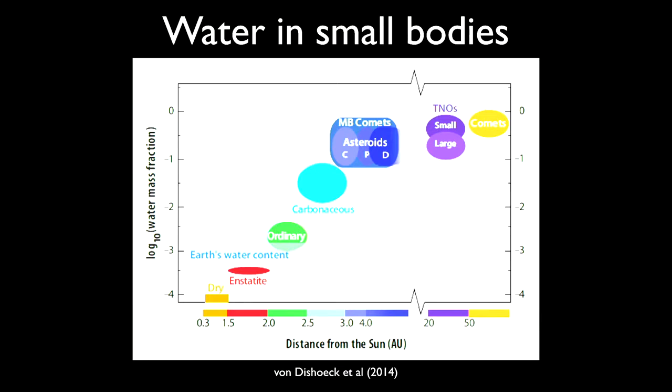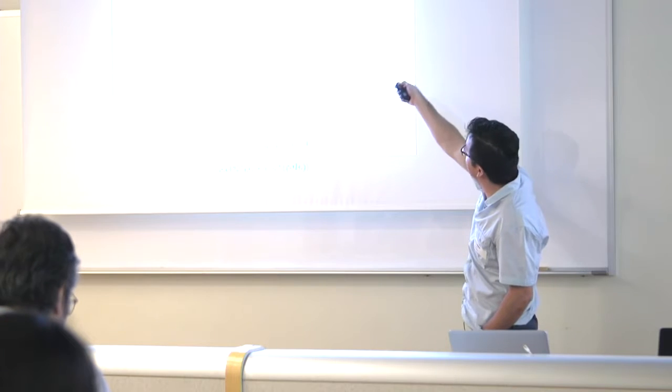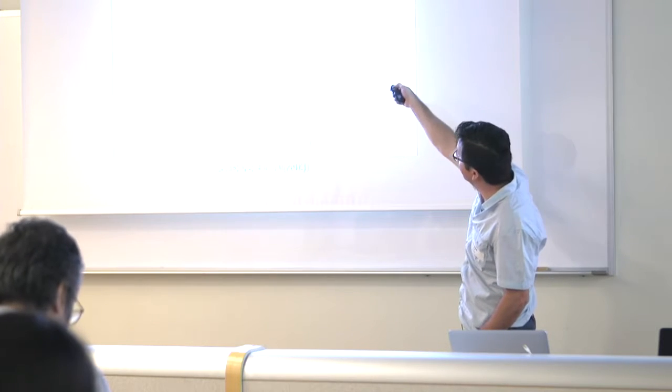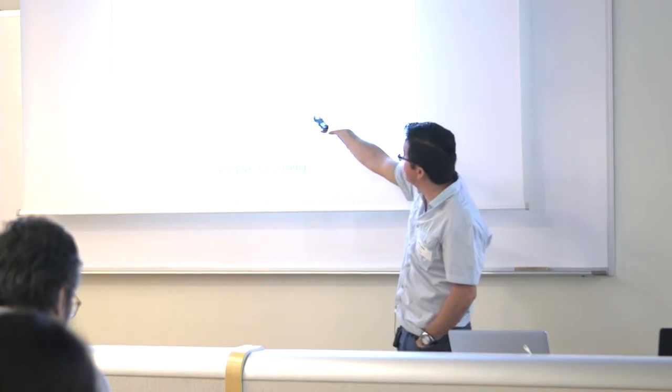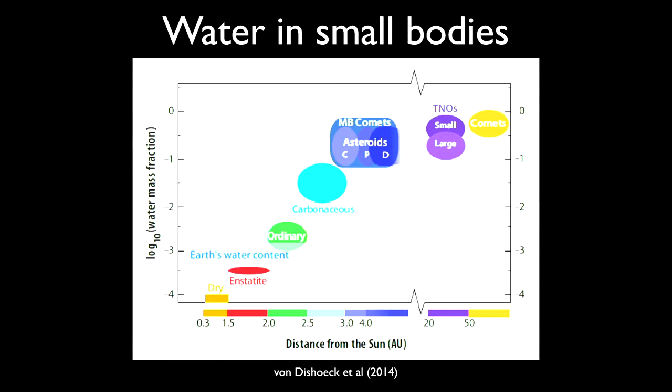If you look at this plot, it shows the water mass fraction versus distance. You have different bodies in the solar system and the amount of water that they carry. You have the TNOs, which have a lot of water; they are mostly made of water. Then comets, the carbonaceous chondrites, which have maybe a few percent of water, the ordinary chondrites, with around 0.1% of water, and the enstatite objects, which are pretty dry.